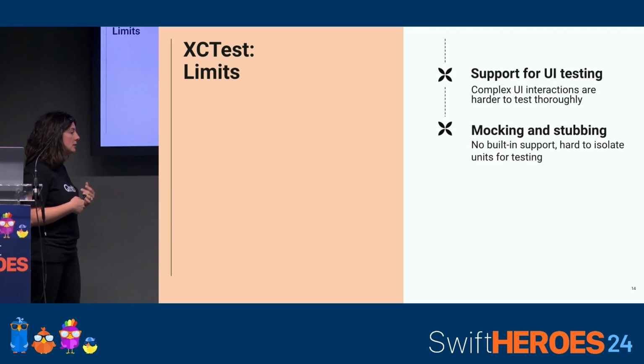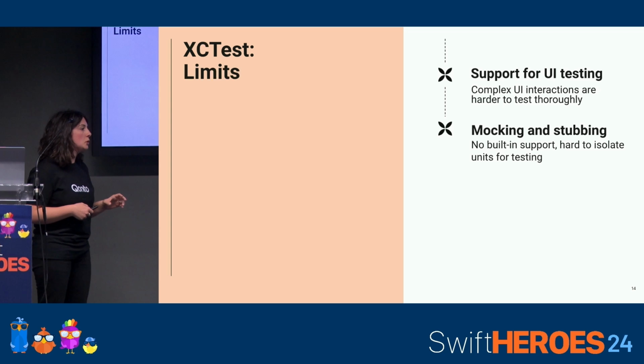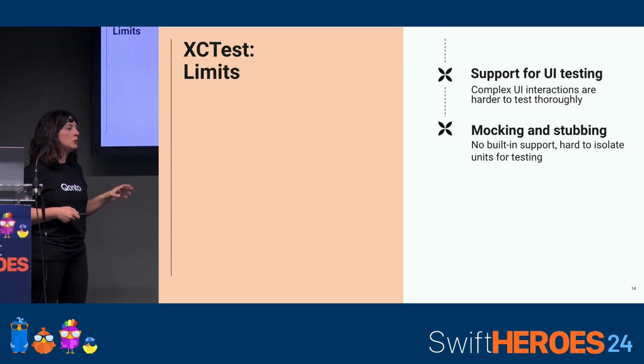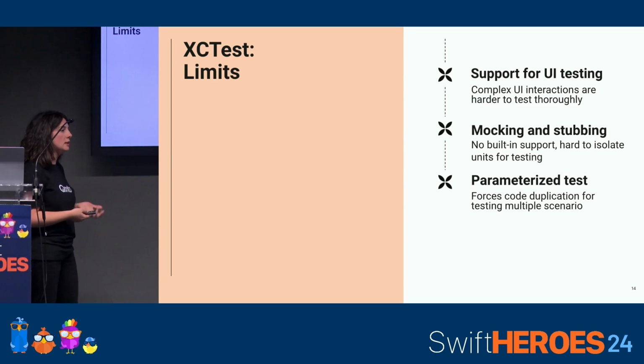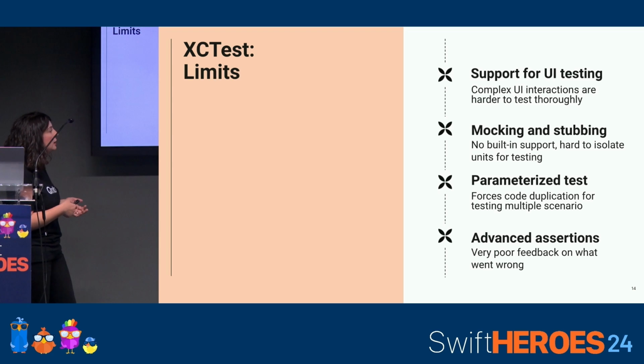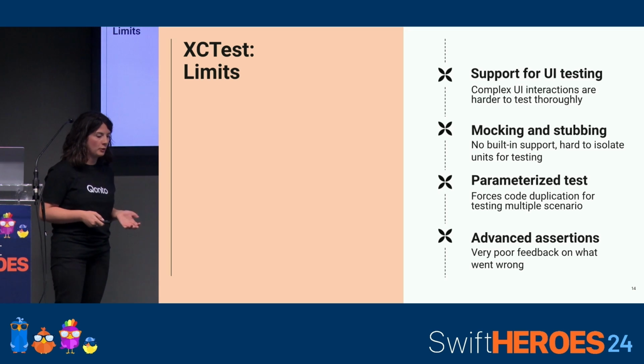We found that there was no built-in support for mocking and stubbing, so it was hard to isolate units, especially when you start dealing with external dependencies. And we were forced to add some code to our code base just for testing multiple scenarios. And at the end, we were missing some advanced assertions. So true, false, nil were not enough anymore.